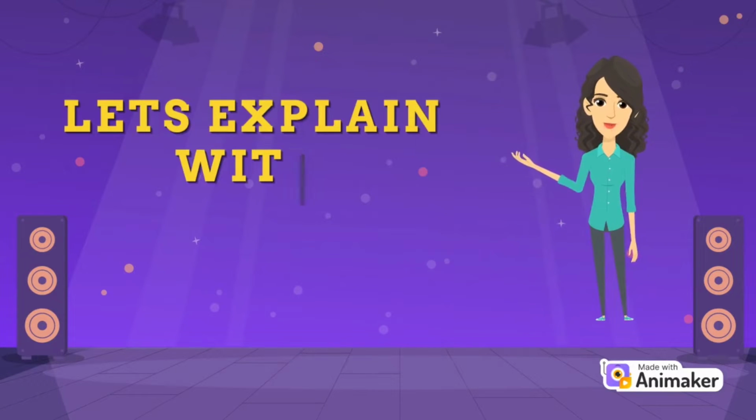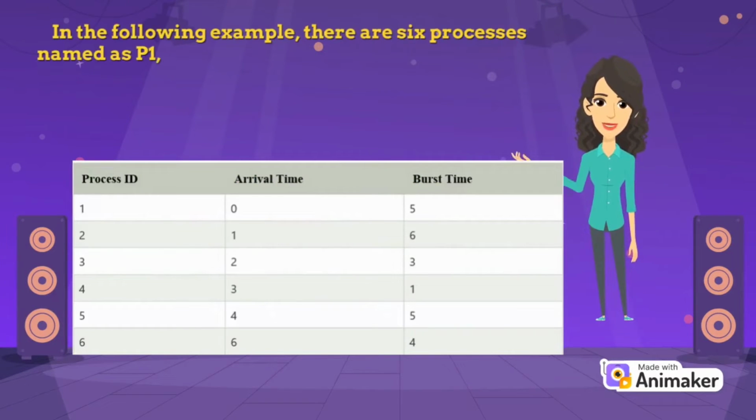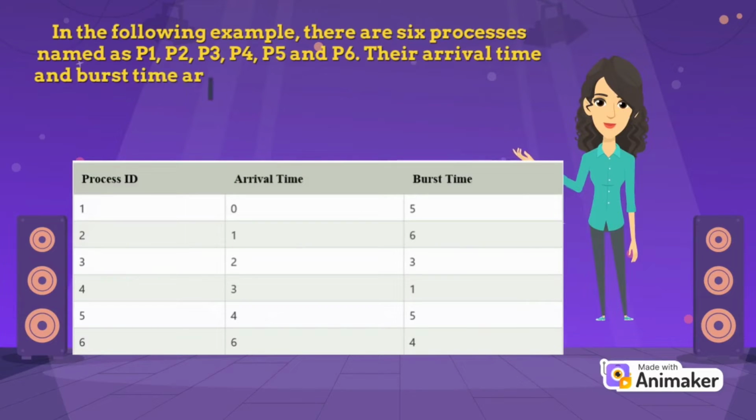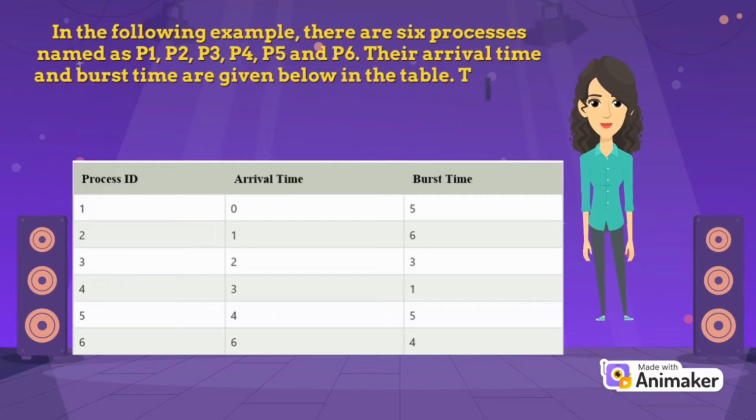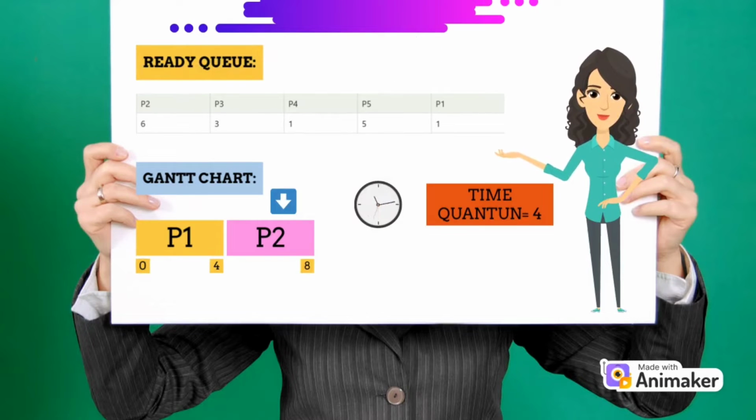Now, I will explain the concept of round-robin scheduling with the help of an example. In this example, we have 6 processes given, named P1, P2, P3, P4, P5 and P6, along with their arrival time and burst time. Also, the time quantum for each process is 4 units. Here, P1 is the process which comes first on the list, so it will be executed first for 4 units, and that is 0 to 4. Next, P2 will be executed for 4 units of time, that is from 4 to 8. And then it will be added back to the ready queue with the remaining burst time of 2 units.